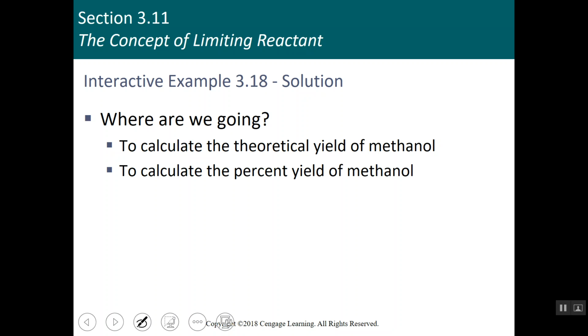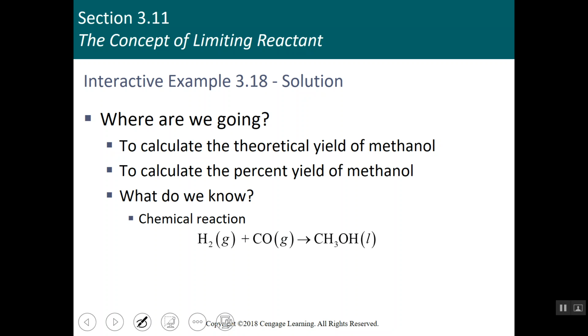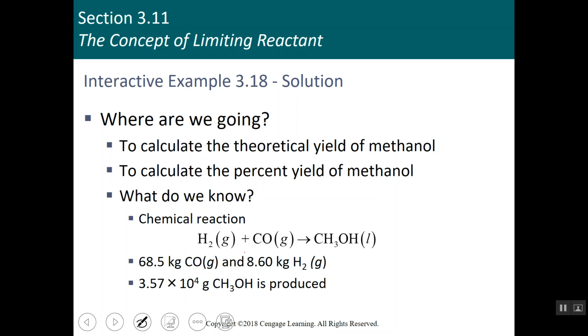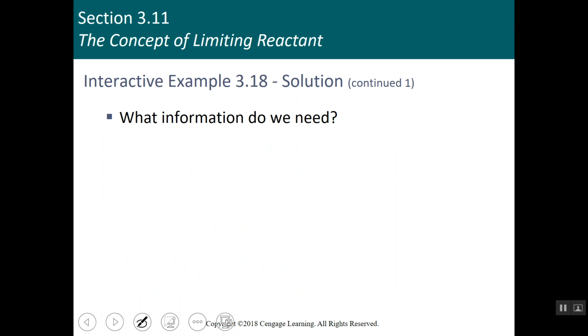So where are we going? Calculating the theoretical yield, and then we're going to calculate the percent yield. What do we know? We know the chemical reaction because the problem said hydrogen is reacted with carbon monoxide to produce methanol. And we know how much of each of the starting products we have. We know how much methanol is produced.